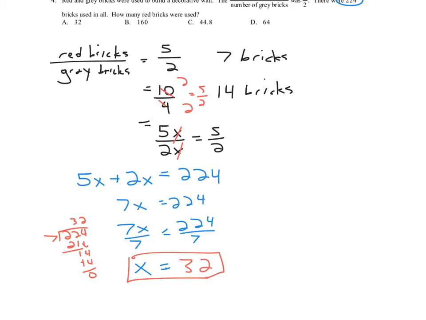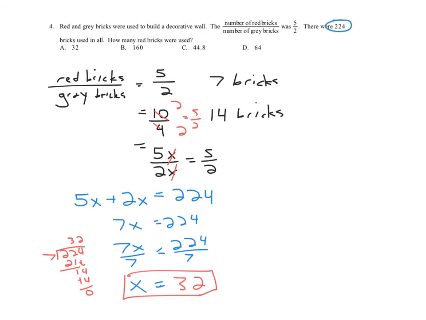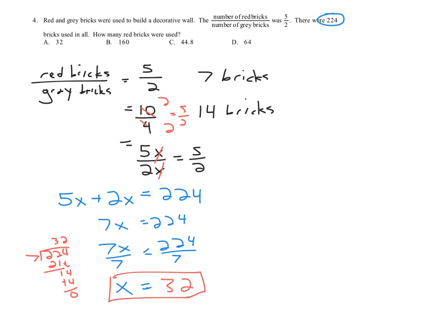So what we need to do now is find out the actual number of each kind of brick. Or actually, let's just read what they're telling us up top, because I think that they're asking for a specific piece of information. And what they say is, yep, how many red bricks were used. So we know that the red bricks were the 5 times x. 5x red bricks, or 5 times 32.